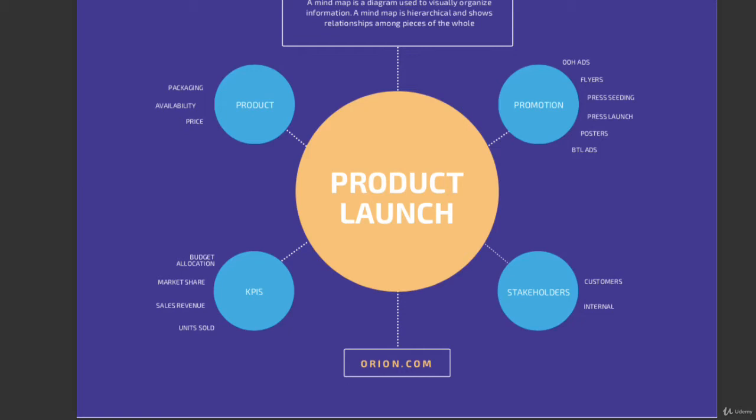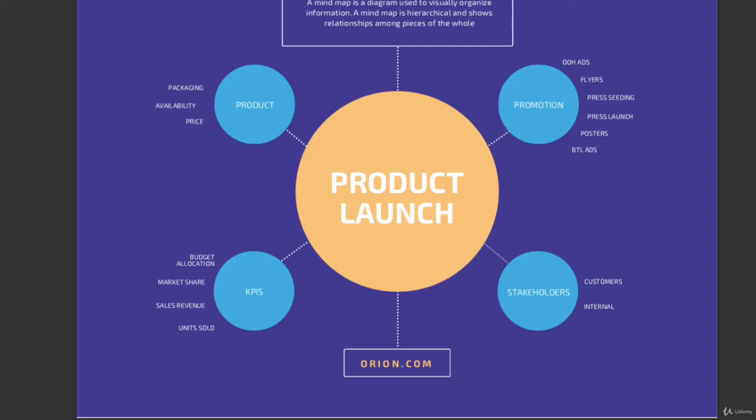Now, of course, the blue dots, the blue circles, these are the branches. Product, is it related to product launch? Yes, it is. KPIs, is it related to product launch? Yes, it is. Stakeholders? Yes, it is. Promotion? Yes, it is. These are all related to product launching. But if you saw, for example, that there is a fifth blue circle saying SEO optimization, search engine optimization, you're going to figure out that this has nothing to do with product launch. This has something to do with the company's website. It's not something that you need to focus on, even if that's something that you might need to work on as part of your job, but this is not related to product launch.